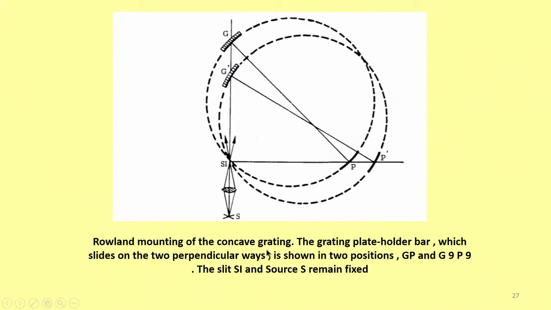So, this is the Rowland mounting of the concave grating. The grating plate holder bar slides in two perpendicular ways, that is GP, and if this moves from here to here, a straight perpendicular movement, the wavelength we will be collecting will be different.